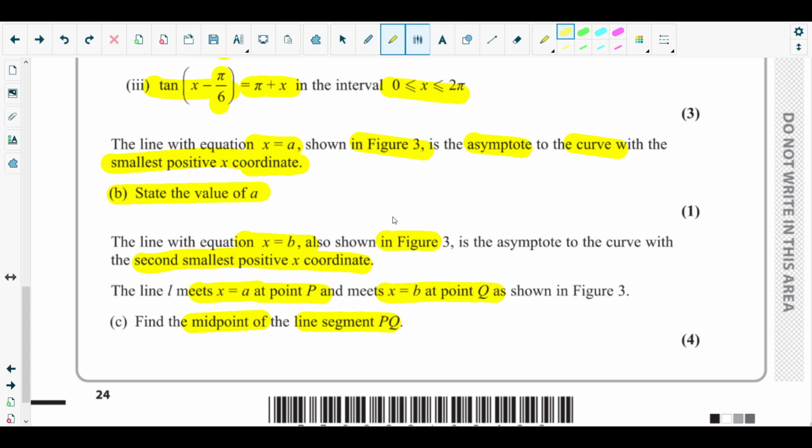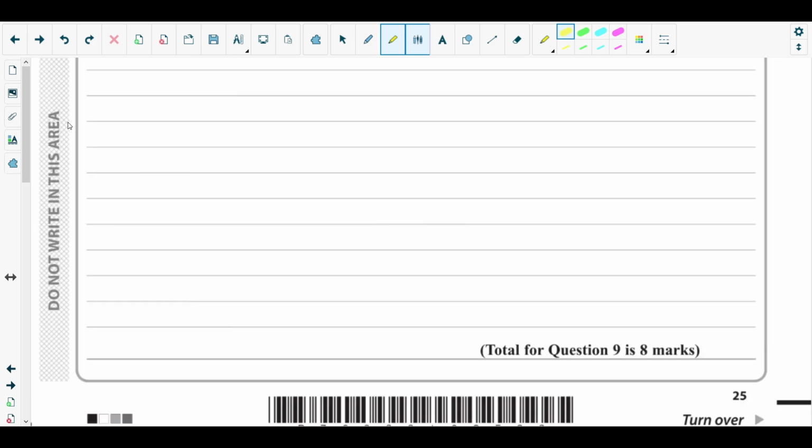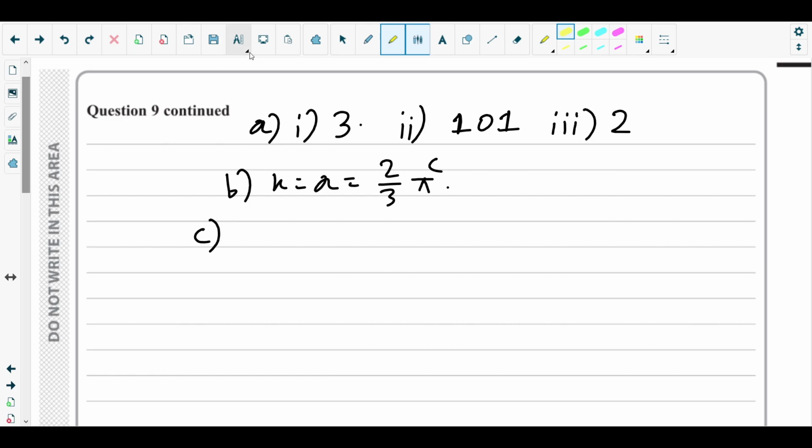At first consider point P. Already we know the x coordinate of point P, right? At P, x equals what? 2 over 3 pi, sorry, 120 degrees, 2 over 3 pi radian, right?